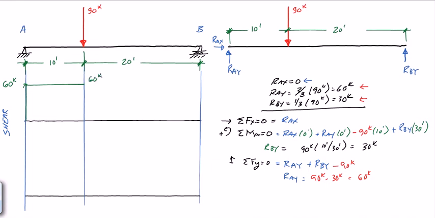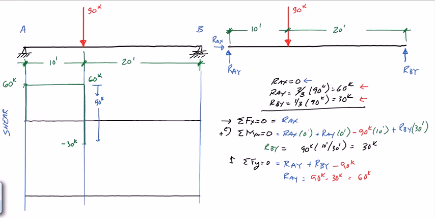Now, at a point load, we get an abrupt change in shear equal to the magnitude of the point load. So in this case, we have 90 kips going down. So I'm going to go down 90 kips here. And that takes me down to minus 30 kips.